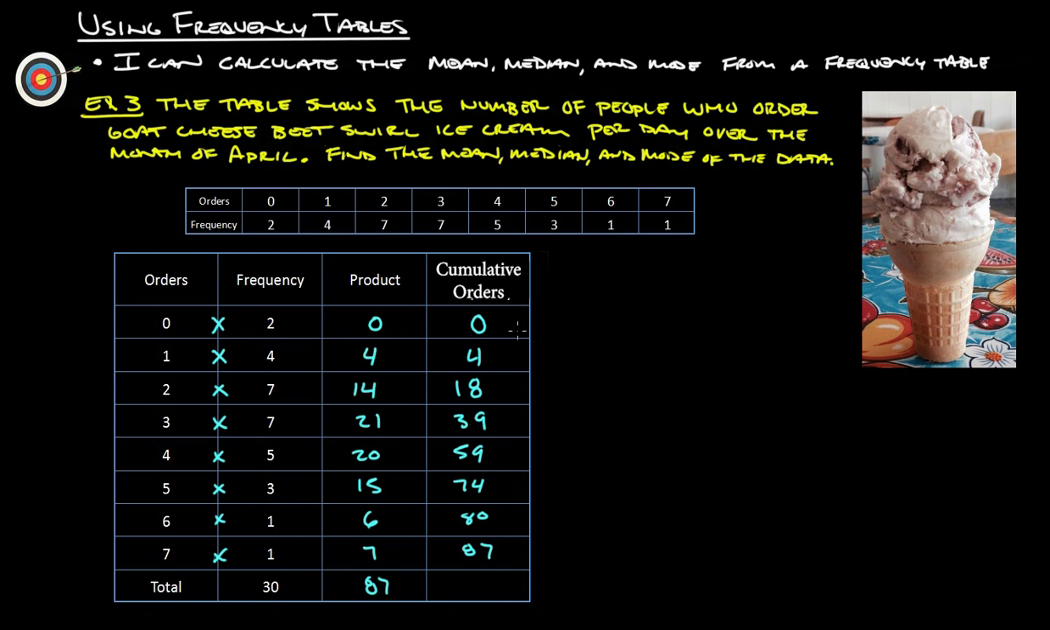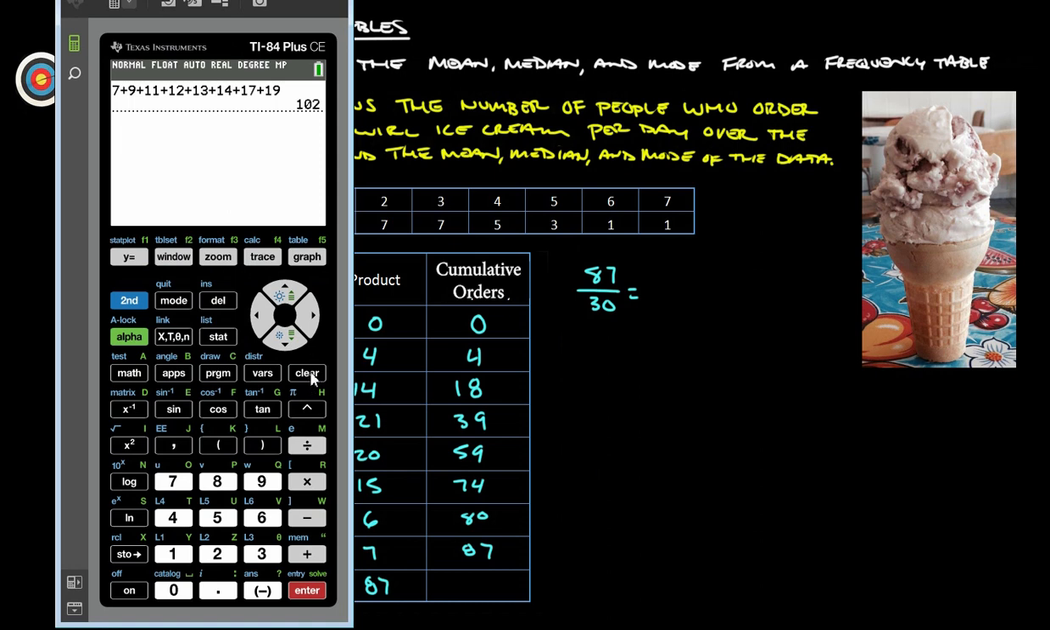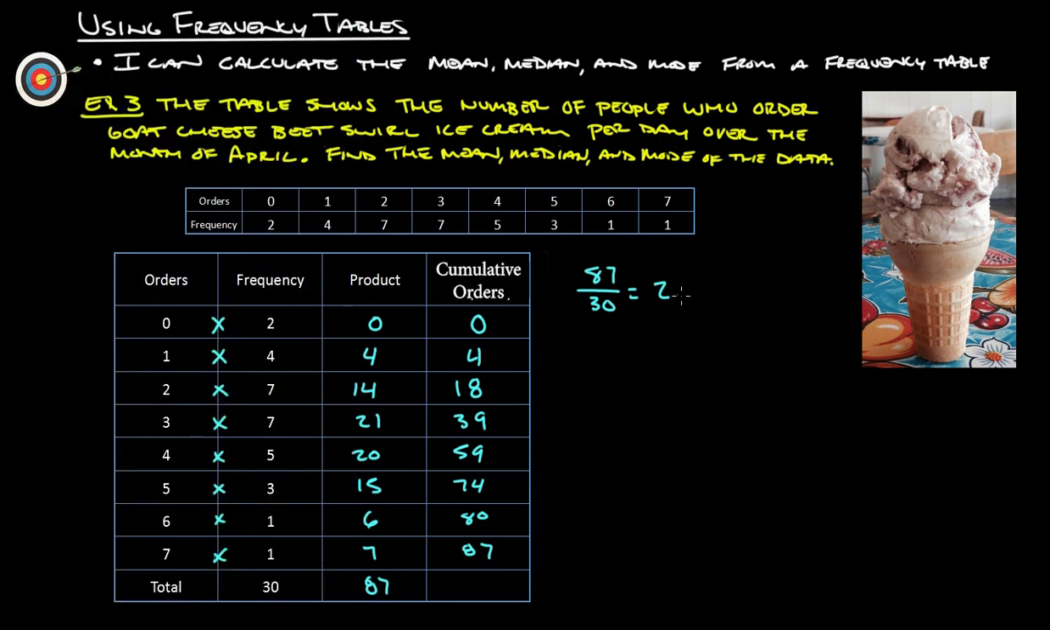Okay, so mean is the average, right? So now all we have to do is simply take 87 and divide it by 30, and this will give us the average number of times that it was ordered, right? So 87 divided by 30, and we get 2.9. So on average, all the month of April, there were 2.9 orders of goat cheese beet swirl ice cream per day on average. Okay, so there's our mean.